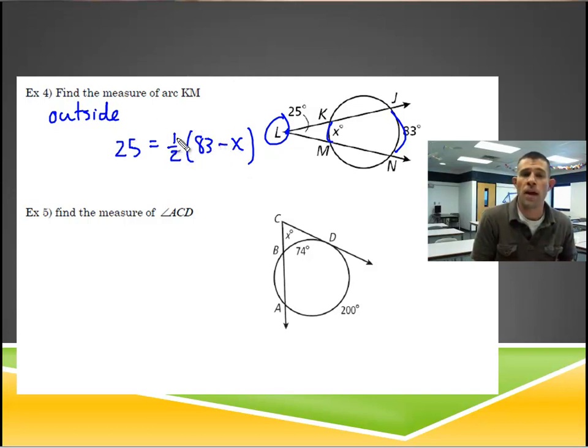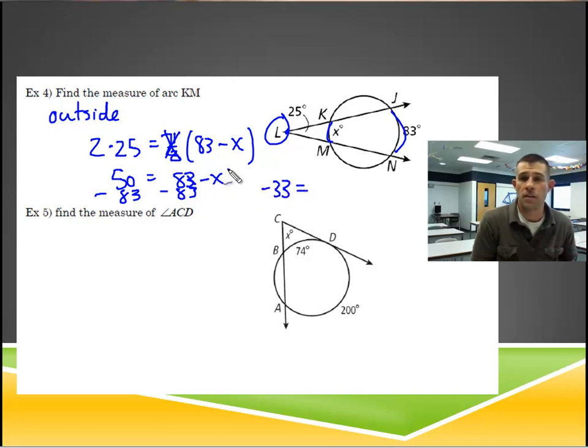I'm going to start by moving the 1/2 over by multiplying both sides by the reciprocal of 1/2, which is 2. So multiply both sides by 2, that will cross it off here. If I multiply 25 by 2, I get 50. That's now equal to 83 minus x. I'm going to subtract 83 from both sides, and that's going to give me negative 33 is equal to negative x. Now be careful, remember that negative stays with the x. And so if negative 33 equals negative x, that would mean a positive x is equal to positive 33 degrees. And therefore, arc KM is equal to 33 degrees.